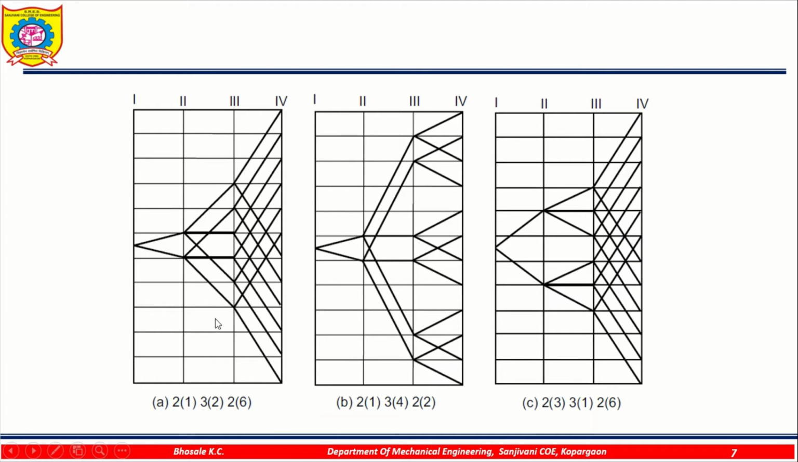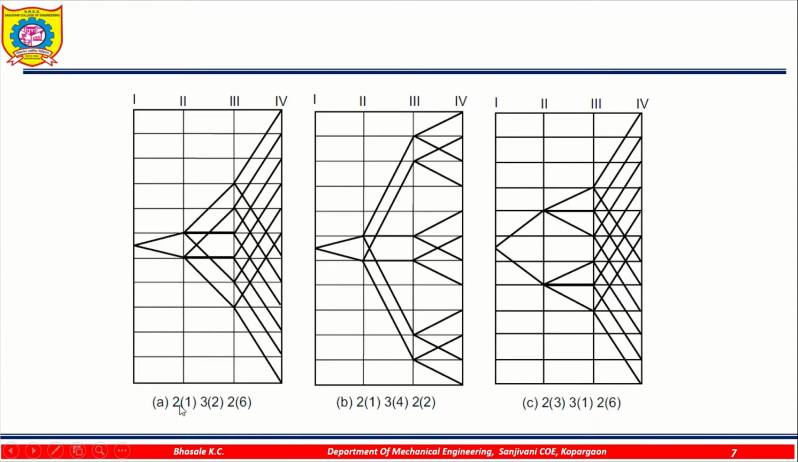So there are three stages, 1, 2, 3, and four shafts, 1, 2, 3, 4. Normally these diagrams are drawn symmetrically. As we can see, from the first shaft there are two lines, which indicates there will be two different speeds. Again, on the second shaft, from each node there are three lines, 1, 2, 3.